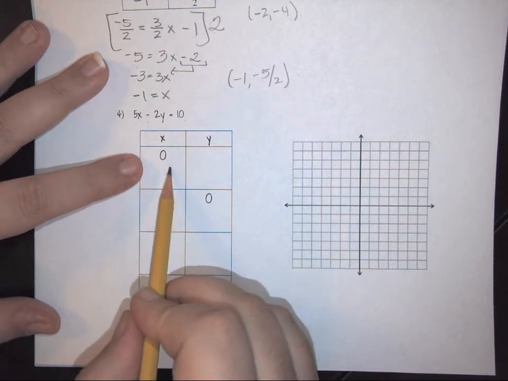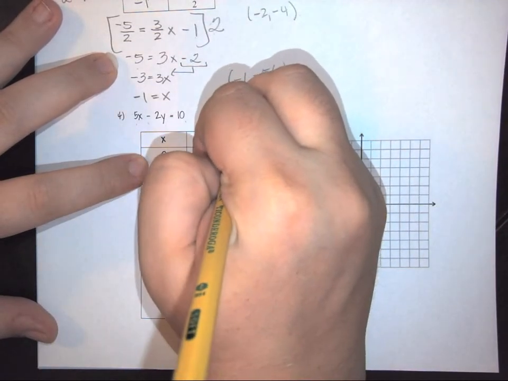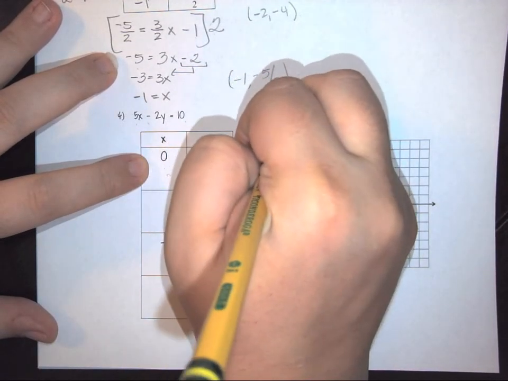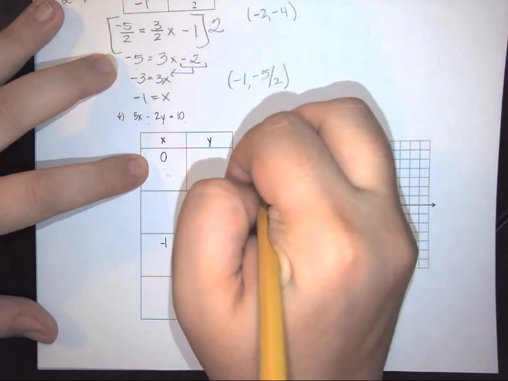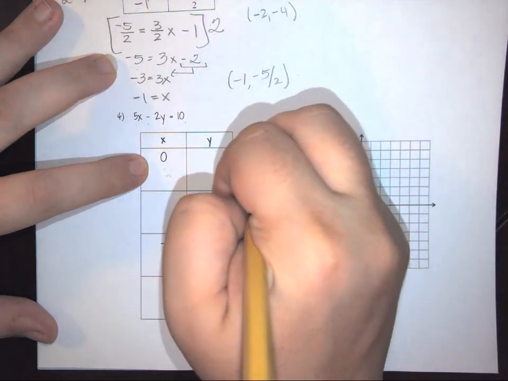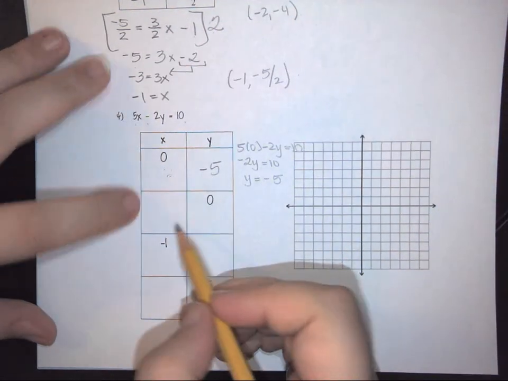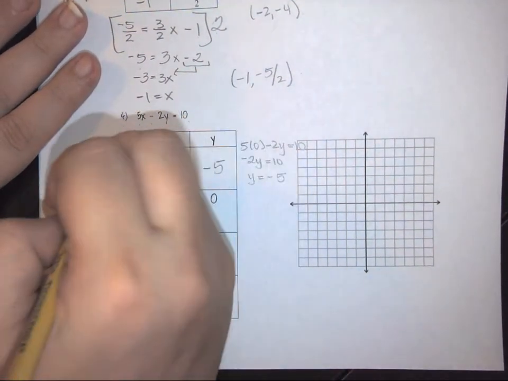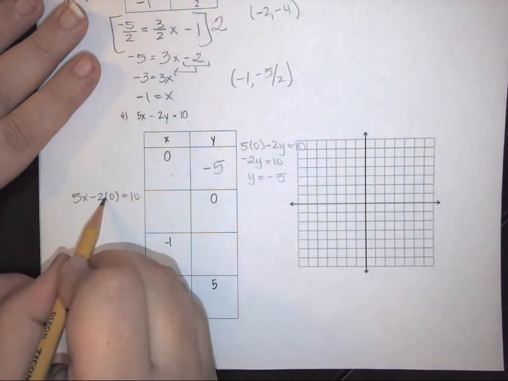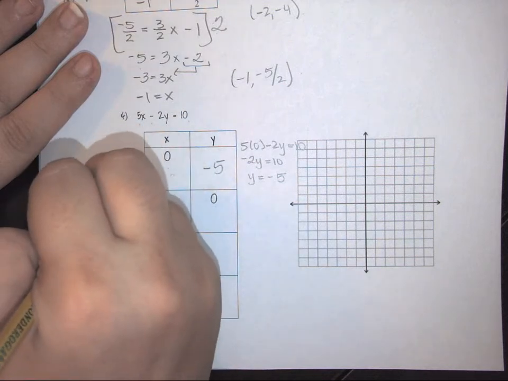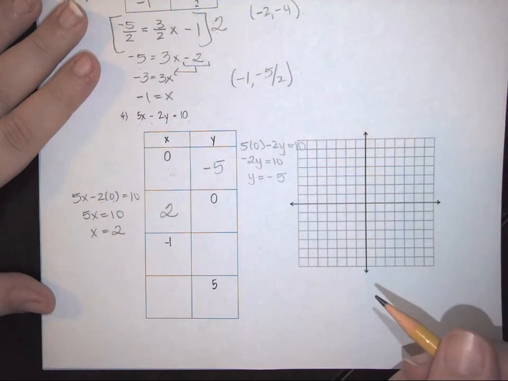So in the first one here, we are told that x is 0. So this becomes 5 times 0 minus 2y equals 10. 5 times 0 goes away, so minus 2y is equal to 10. Divide everything by 2, and y is negative 5. Over in this next one, we're told that y is 0, so here I have 5x minus 2 times 0 equals 10. 2 times 0 goes away, so 5x equals 10, or x equals 2.